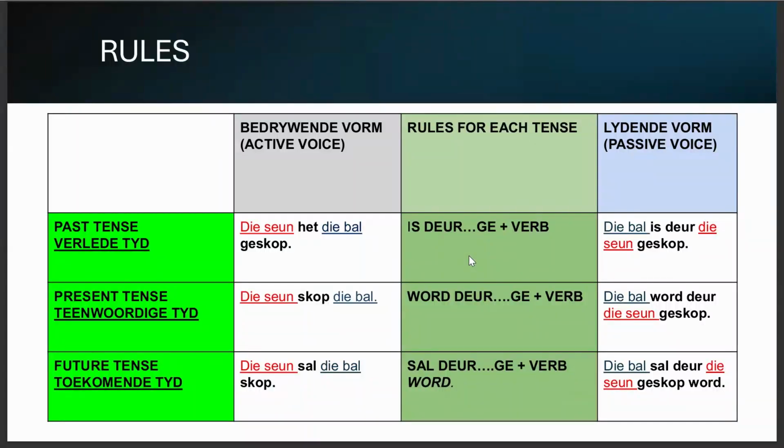So here are your rules for Afrikaans bedrijvende to Lydende Vorm. With past tense, which is verlede tyd, you're going to use the is, deur, ge plus verb rule.